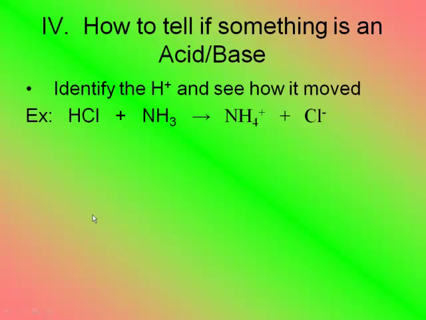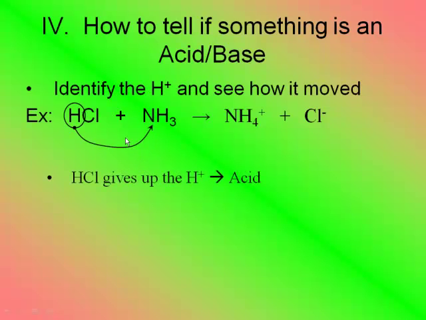So I kind of know based on the name which one's the acid and which one's the base, but I'm going to watch to see what happens. Notice that this H here on the HCl moved to the NH3. And I can see that on the product side. Notice that the NH3 is right here on the right, but it has an extra H plus that it didn't have before. And notice the Cl minus is missing its H from before.